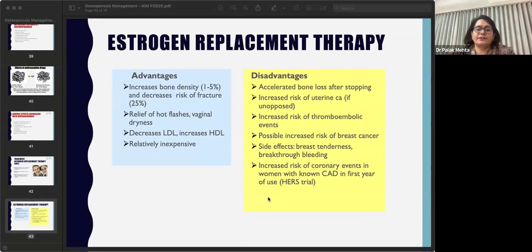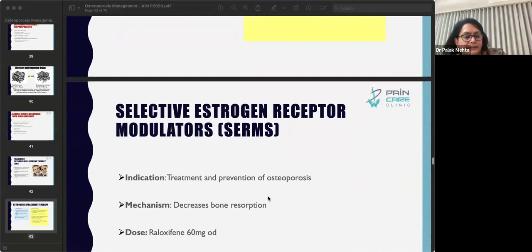So the advantages of estrogen replacement therapy: it increases bone density, though very minimally, 1 to 5%, while decreasing the risk of fracture by 25%. It gives relief from hot flushes and vaginal dryness. It decreases LDL and increases HDL. Relatively inexpensive. The disadvantages: accelerated bone loss after stopping, increased risk of uterine cancer, increased risk of thromboembolic events, and possible increased risk for breast cancer. The side effects are breast tenderness and breakthrough bleeding, and increased risk for coronary events in women with known coronary artery disease. Next slide.